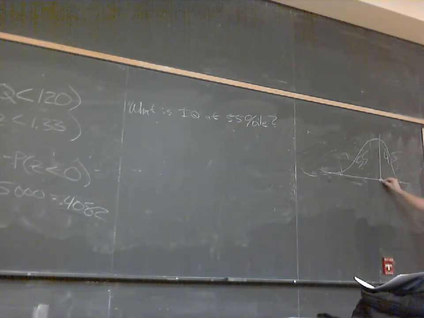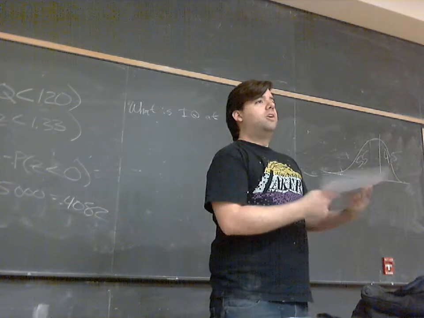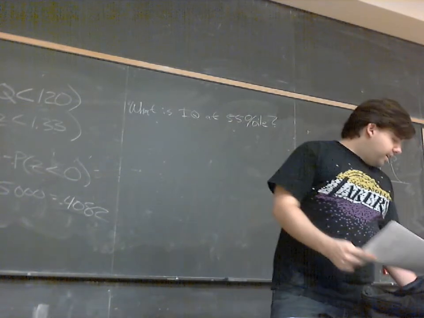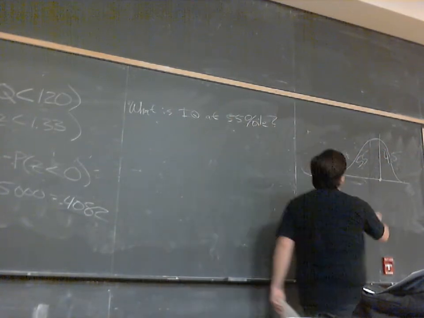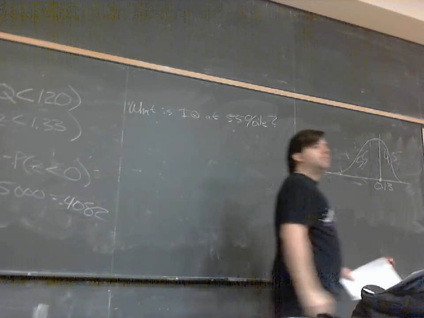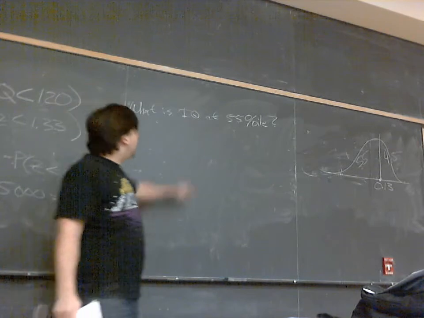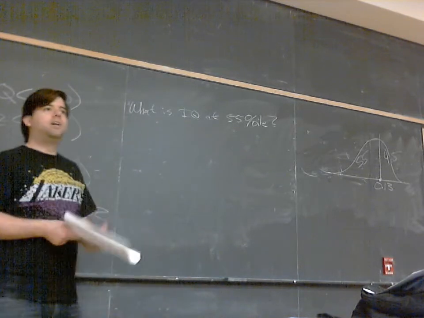How do I actually find what it is? I go to 55% on the z table, or I go to 0.55, or as close as I can get to it from the table, and I see that it's on row 0.1 and column 0.03. So that z-score is 0.13. The IQ at the 55th percentile is 0.13 standard deviations above the mean.